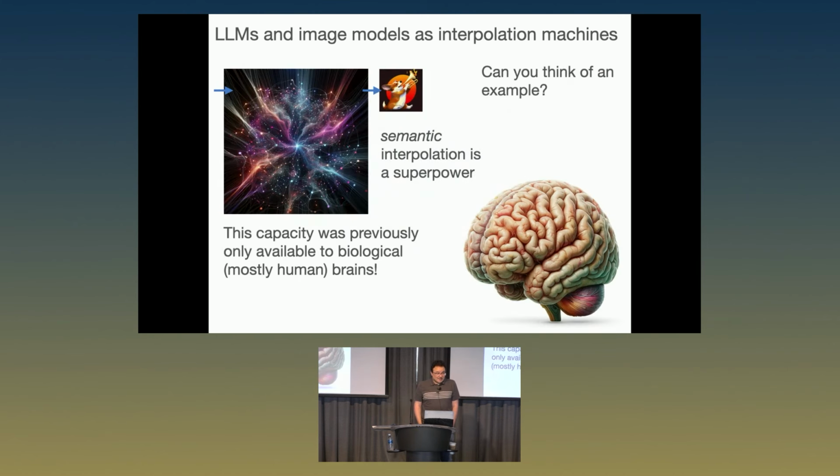So yeah, this capacity was really only available to human brains before, the idea of being able to do this kind of conceptual interpolation, semantic interpolation. So can you guys think of an example of a human brain task that would be a conceptual interpolation? Anybody have any ideas? Any domain.